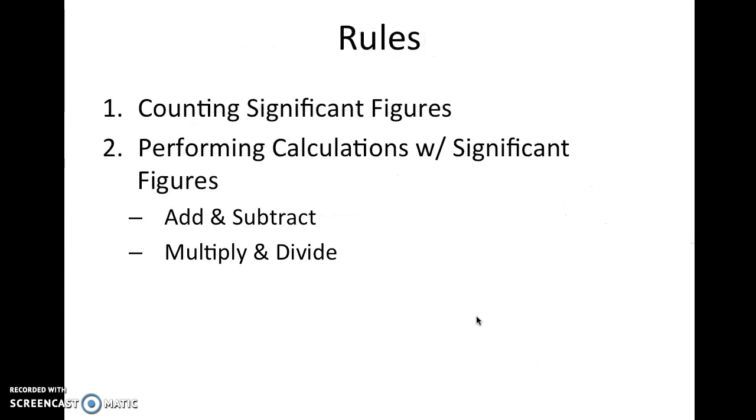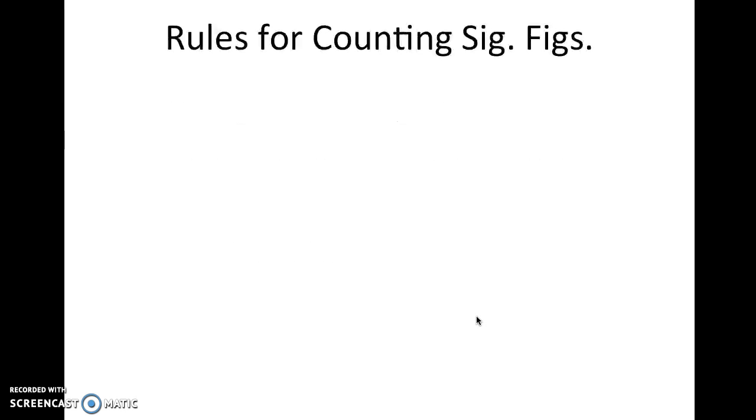So in understanding that, there are a couple of rules that we have to go over. The main rules are how to count significant figures and then what to do when performing calculations with significant figures. And we're going to focus really on addition and subtraction and multiplication and division because those are the types of calculations we do in chemistry.